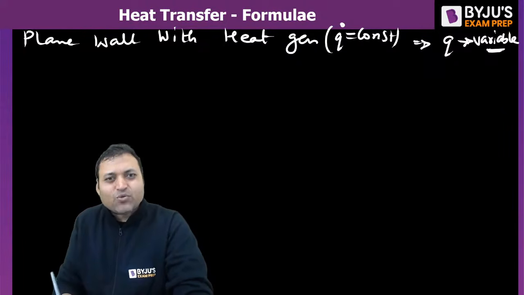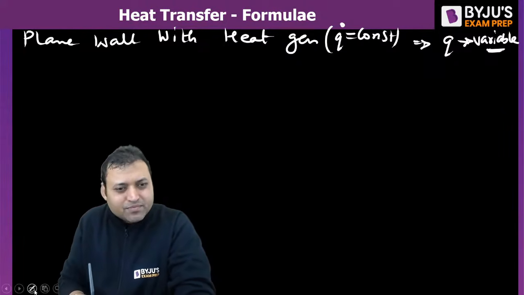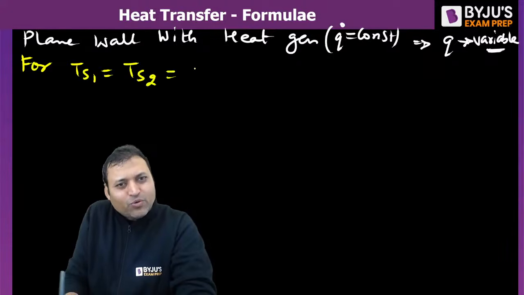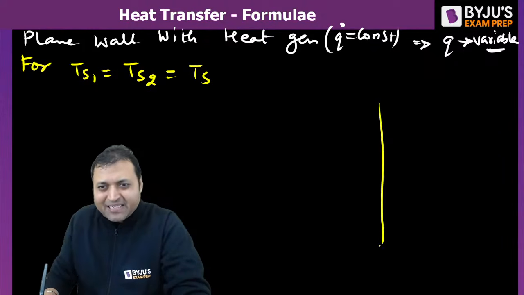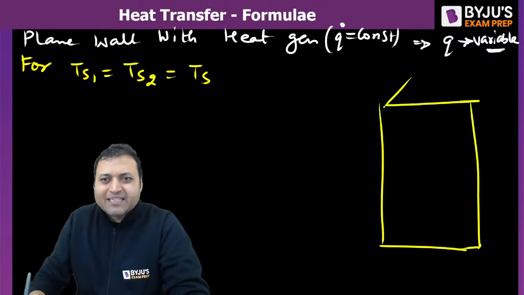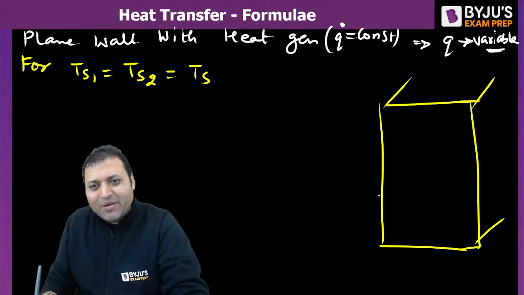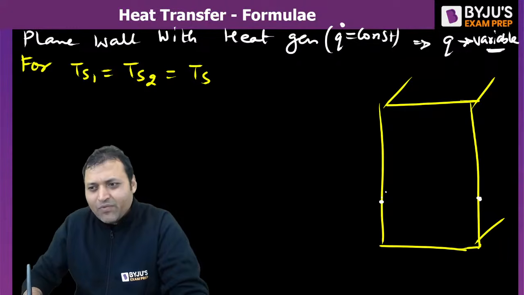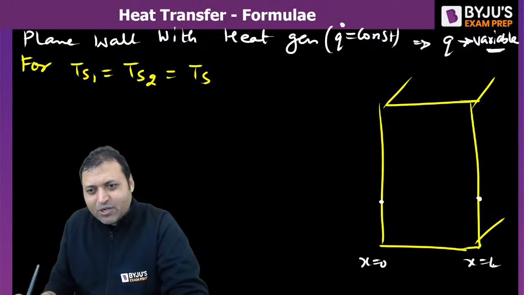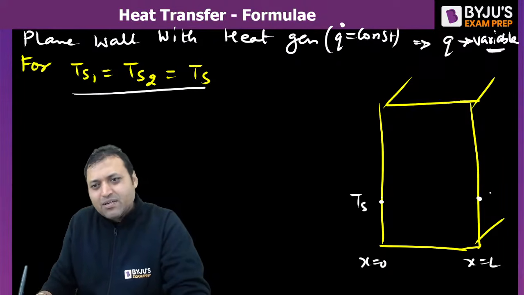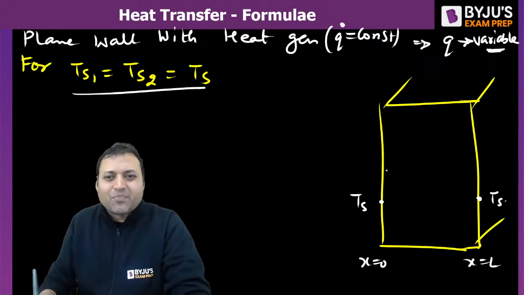And if TS1 is equal to TS2 is equal to TS, that is, the temperatures are the same for both the inner surface and outer surface, and there is heat generation, what will be the nature of the temperature profile? Tell me. This is x equal to 0, this is x equal to L. Area is constant. For TS1 equal to TS2, this is TS1, this is TS2. What is the nature of the temperature profile?